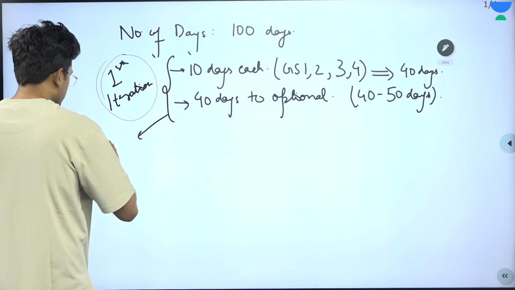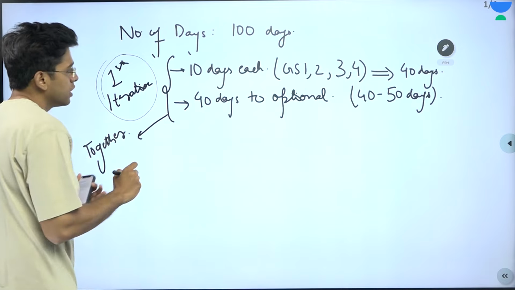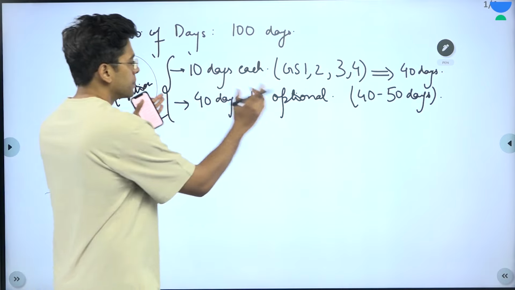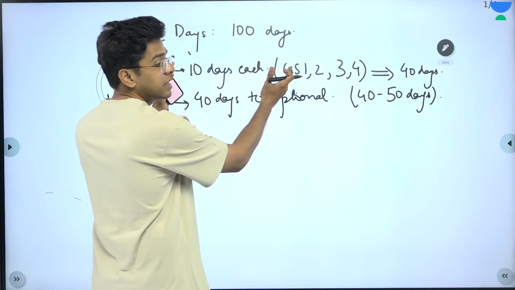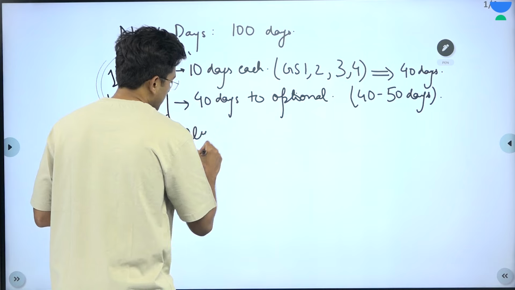We have to keep these two going together. That means we have to divide each day into slots where we are studying our optional subject as well as we are studying our GS subjects. Okay. Now, what are the objectives of this time period?